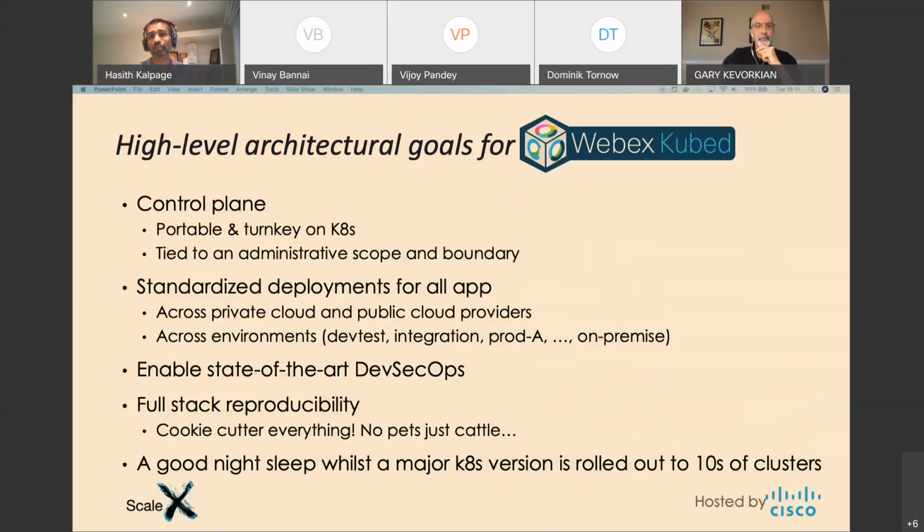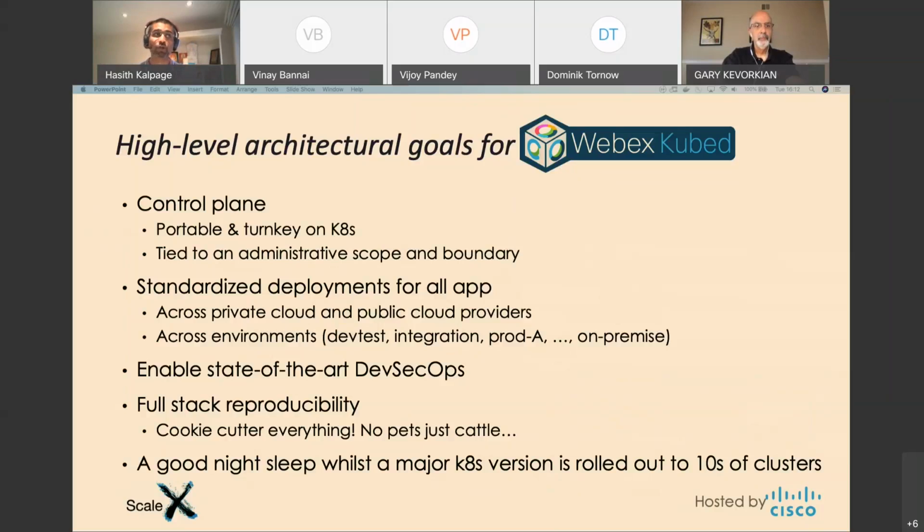So for development, you want a separate control plane. For integration, you want another. For production, you'd want another. If you have environments like FedRAMP, you want a completely separate control plane for that, and give that complete administrative isolation.